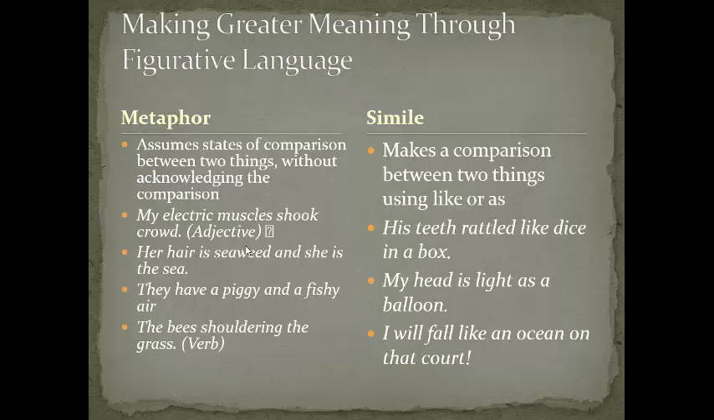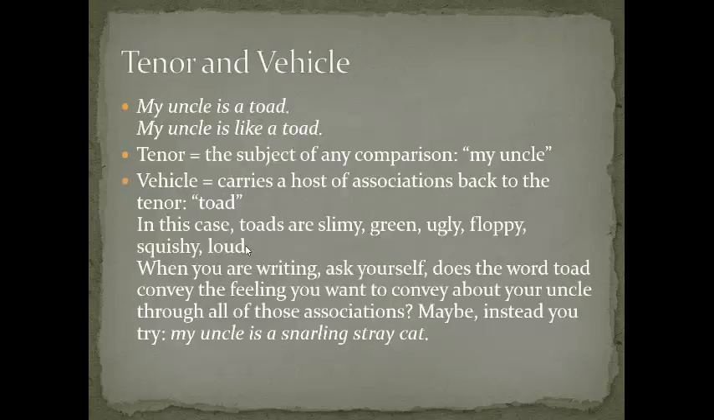A simile makes a comparison between two things using like or as. His teeth rattled like dice in a box. My head is light as a balloon. I will fall like an ocean on that court. Another part of metaphor and simile is tenor and vehicle. These are the parts of the actual metaphor or simile.